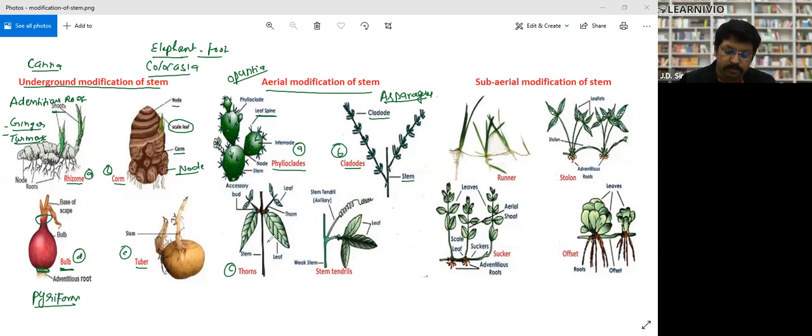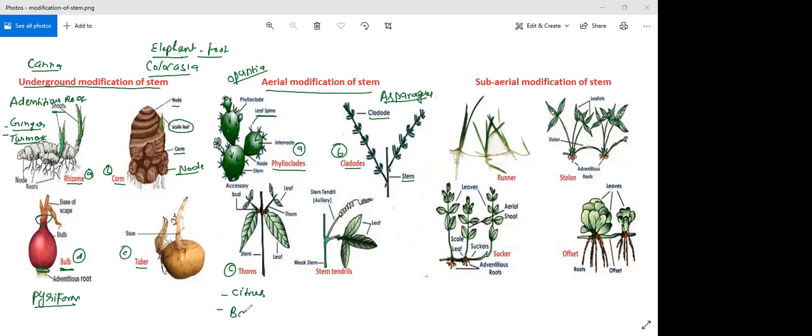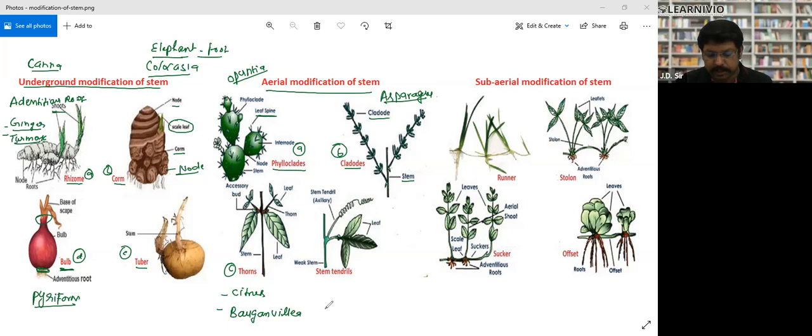Example of thorn, can you tell me? Citrus, lemon, citrus, bougainvillea. Have you seen bougainvillea? Yes, sir. Okay, great. Bougainvillea, citrus, and datura. Again, stem tendril. You know that they help in reaching up to some point. So note it down. The next D point is stem tendril.